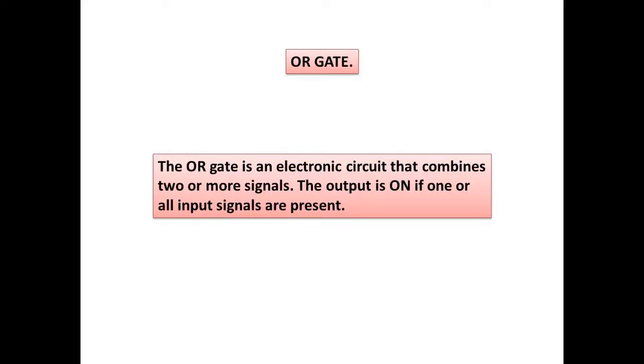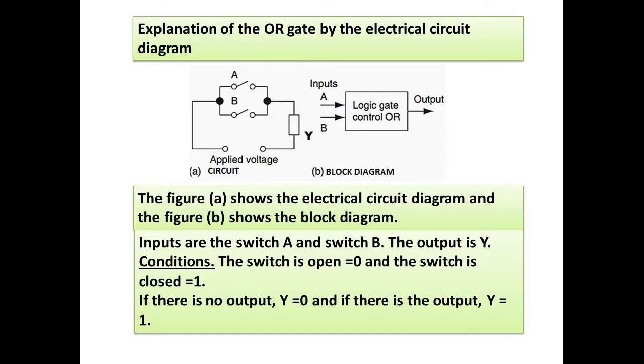OR gate. The OR gate is an electronic circuit that combines two or more signals. The output is on if one or all input signals are present. Explanation of the OR gate by the electrical circuit diagram. Figure A shows the electrical circuit diagram and figure B shows the block diagram.